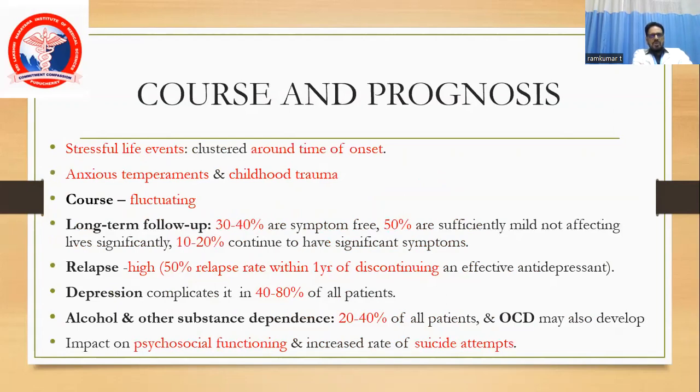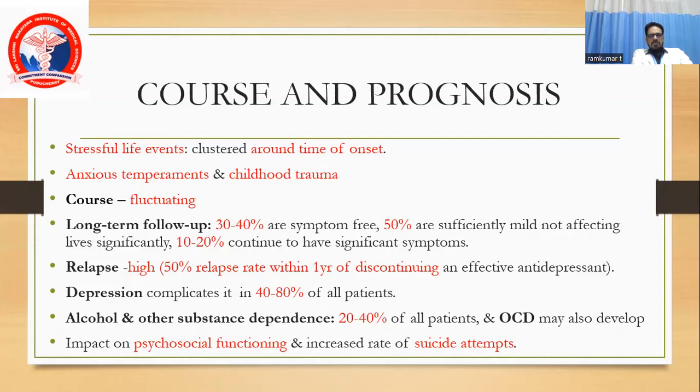Course and prognosis. Stressful life events cluster around the time of onset, along with anxious temperaments and childhood trauma. The course is fluctuating. On long-term follow-up, 30 to 40% are symptom-free, and 50% are sufficiently mild or not affecting life significantly. 10 to 20% continue to have significant symptoms.